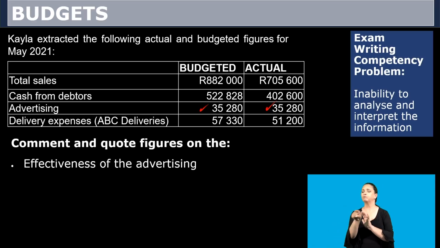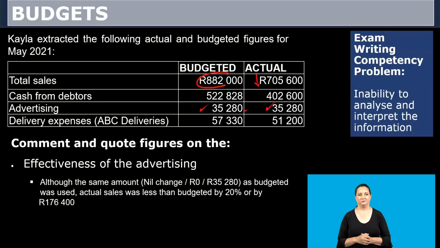Now, our advertising remained the same, but our sales have declined from 882,000 to 705,600. That begins to raise eyebrows: the advertising remained the same, but the sales have gone down. Could it be that our advertising was not effective? Yes, indeed. Even though there is no change in our advertising between the budgeted and the actual at 35,280, there is a decline in sales.